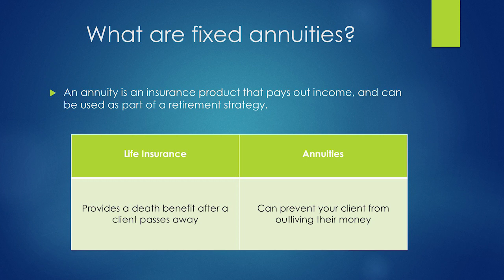If you sell life insurance, you can kind of think of fixed annuities as a mirror image of life insurance. Because why do people buy life insurance? They buy life insurance because they're afraid they're going to die too young and leave their beneficiaries without their income. The reason people buy annuities is because they think they're going to live too long.